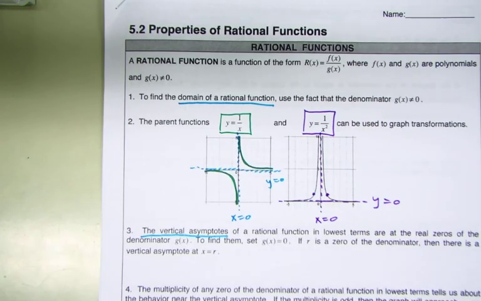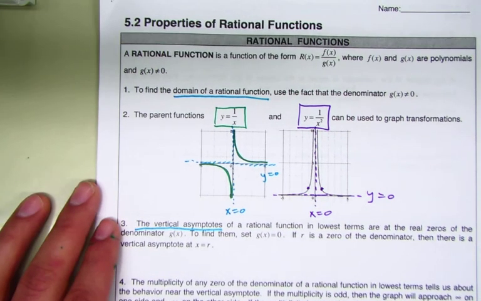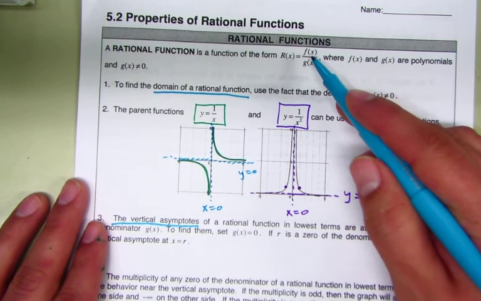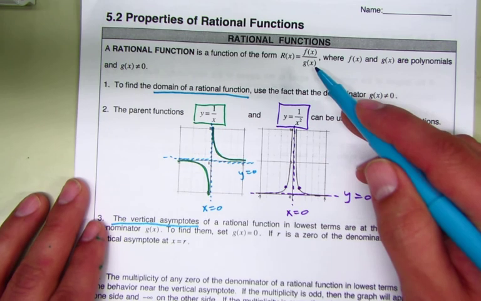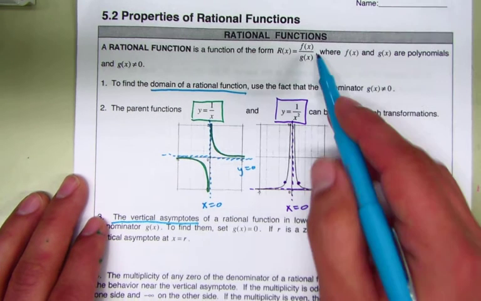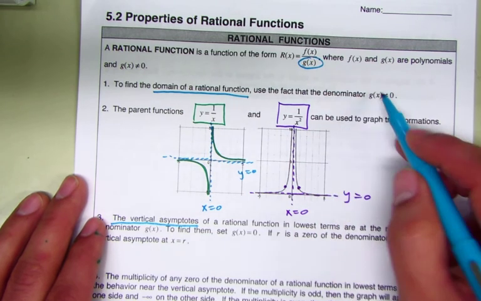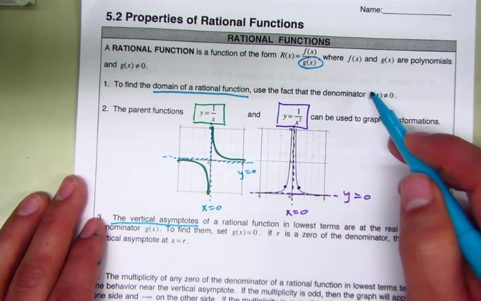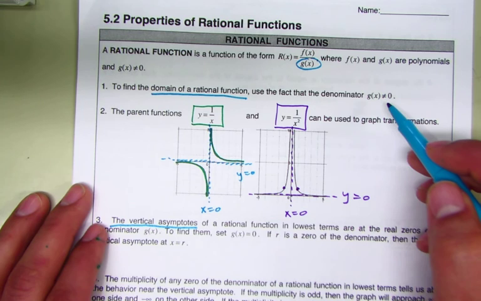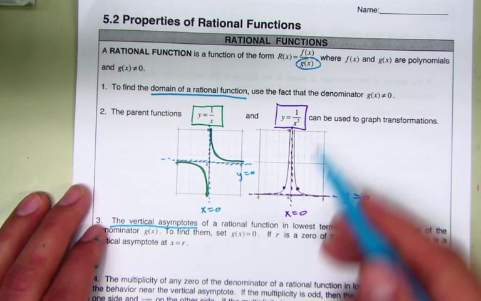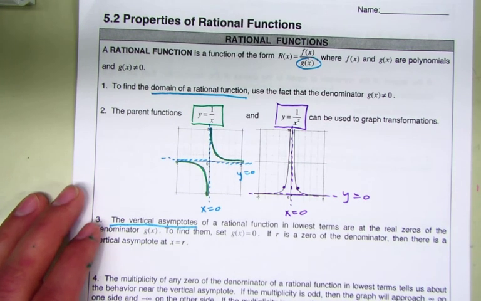First let's start with domain. A rational function has a numerator and a denominator. To find the domain, we've actually done these problems before. You take the denominator, and since you can never divide by 0, you set it equal to 0. And then you figure out what values those are going to be.